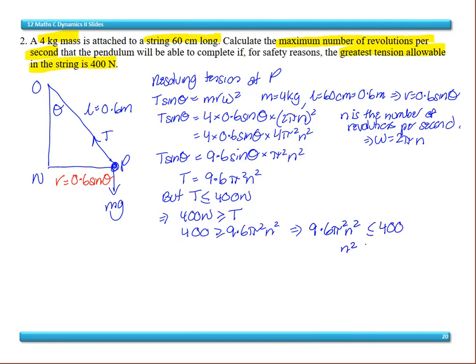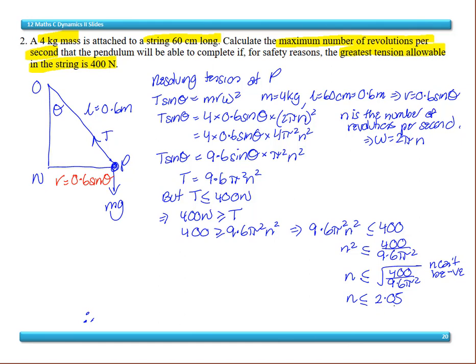Start rearranging, get n squared on, get n on its own. N squared is less than or equal to 400 over 9.6 pi squared. So n has to be less than or equal to the square root of that. Plug it into your calculator and you get 2.05. Oh, and I should have said n can't be negative, which is why we only took the positive value. So therefore, and it actually is 2.05 something.